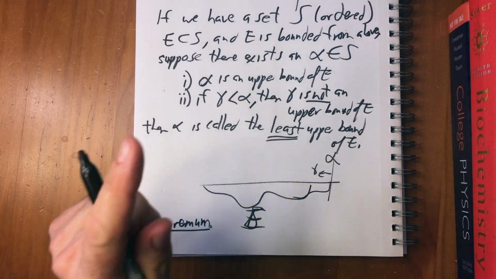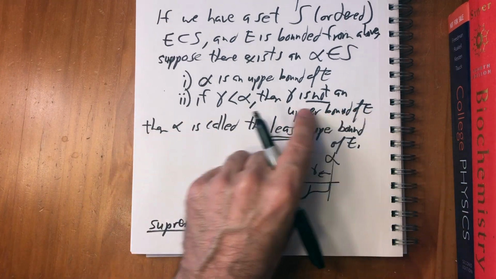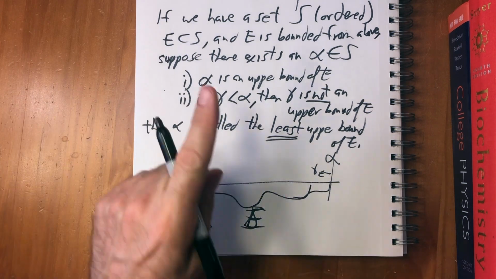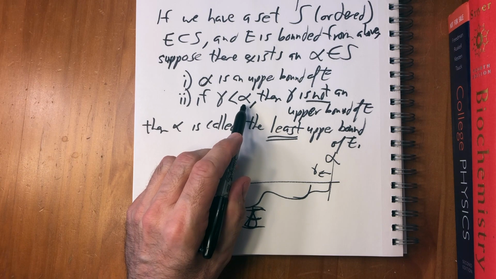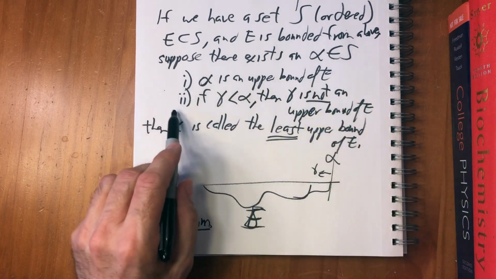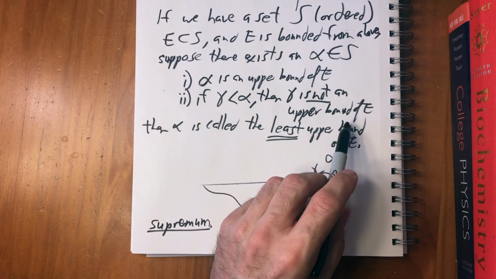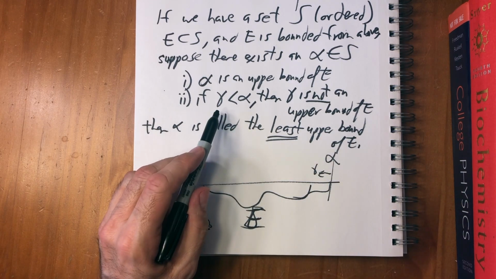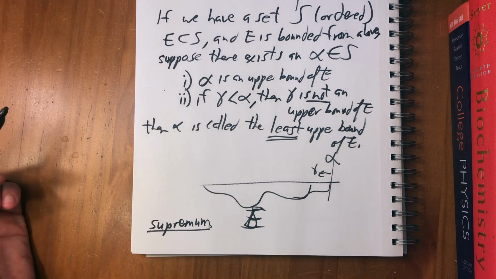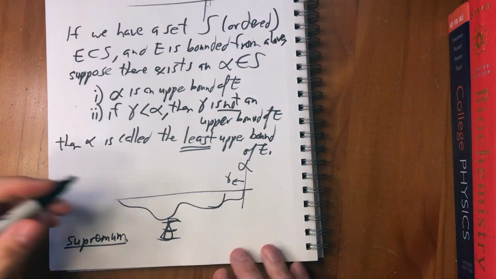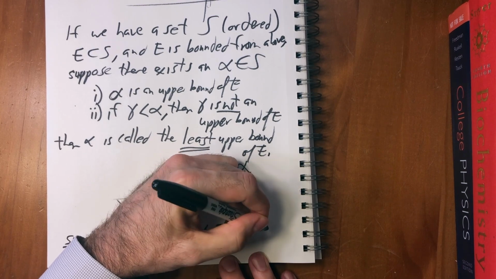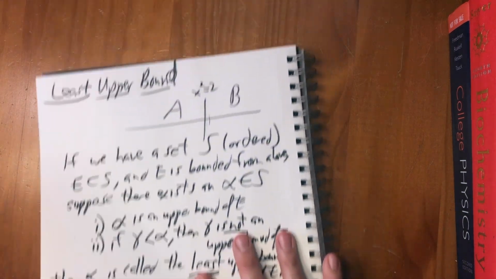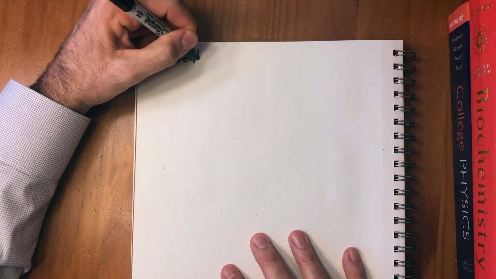And one other thing to note is that it's clear from this that there's only one least upper bound to every set, because if alpha is the number that this holds true for, there can't be another one, because anything less than it is not going to be an upper bound. And then we write this as alpha equals sup E, okay? And then we define the greatest lower bound the exact same way.